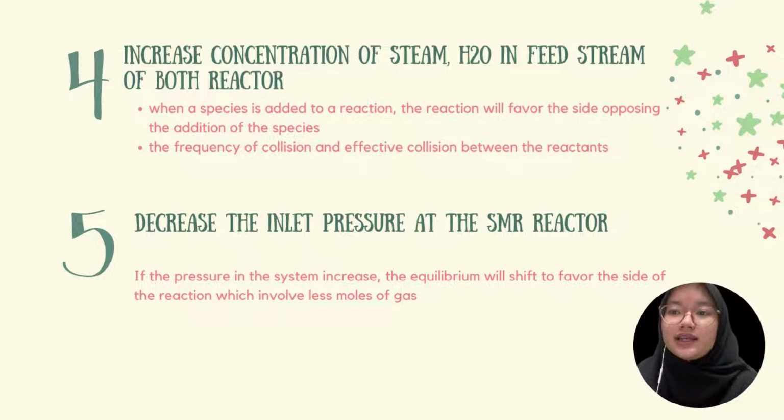And the last strategy to maximize the selectivity and yield of hydrogen is by decreasing the inlet pressure at the SMR reactor. This is because if the pressure in the system increases, the equilibrium will shift to favor the side of the reactor which involves fewer moles of gas. And from the chemical reaction equation at the SMR, the product side has fewer moles of gas compared to the reactant side. Hence, the equilibrium of the reaction will shift to the right.